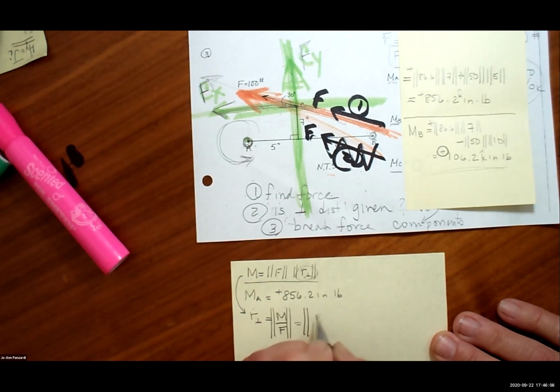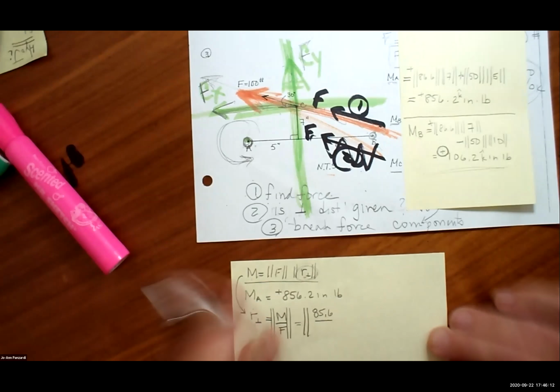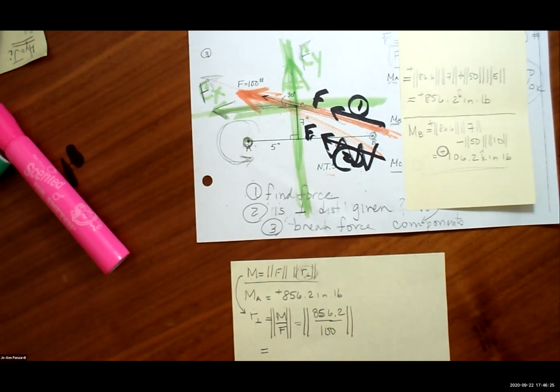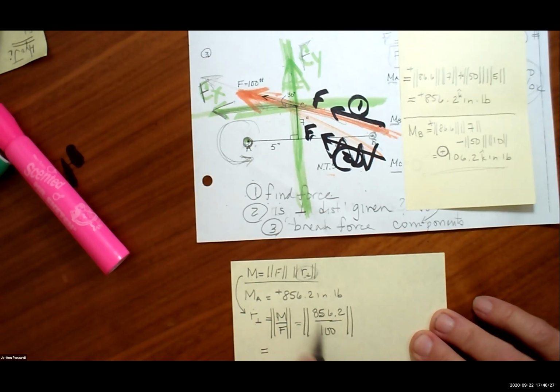So my moment is 856.2. Oh, sorry. 856.2. And my force was 100. So what is this perpendicular distance? 856.2 divided by 100 is what? 8.56 inches.